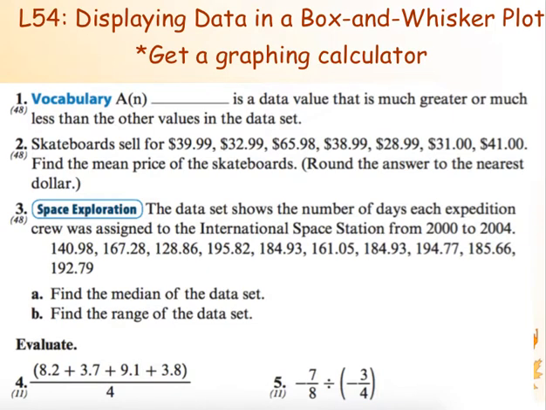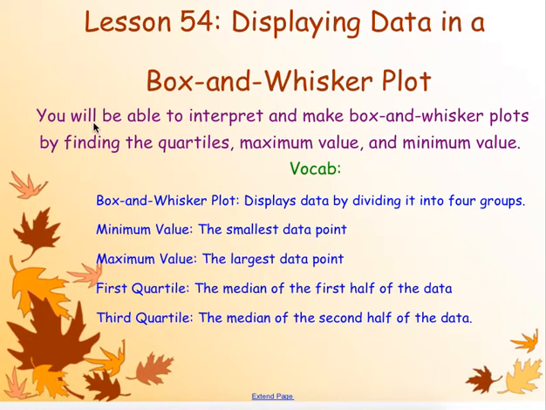Algebra 1, Lesson 54, we are looking at displaying data in a box and whisker plot. So some vocab that we need to know: the minimum value, which is the smallest; max is the largest; first quartile is the median of the first half of the data; and third quartile is the median of the second half of the data, which gives us a box and whisker plot, which shows our data divided into 4 equal groups.